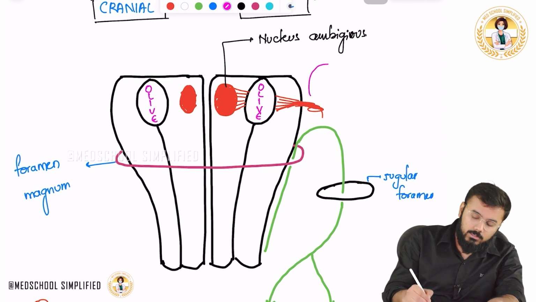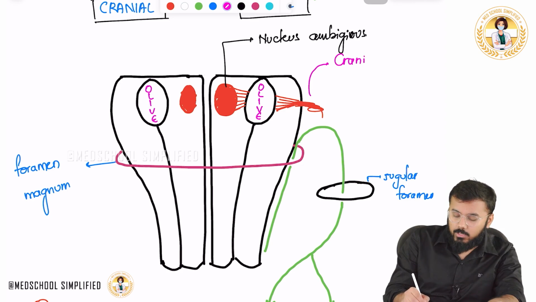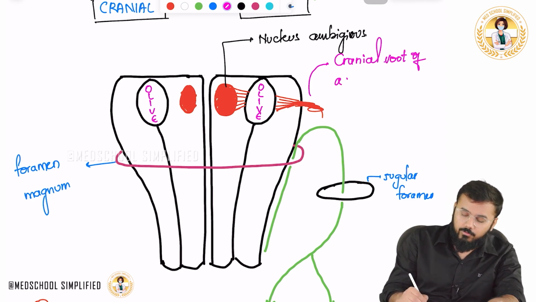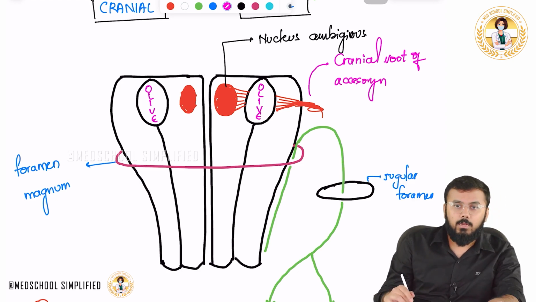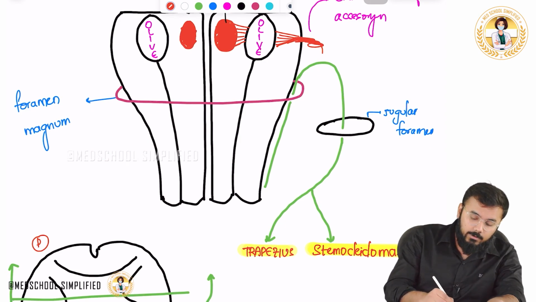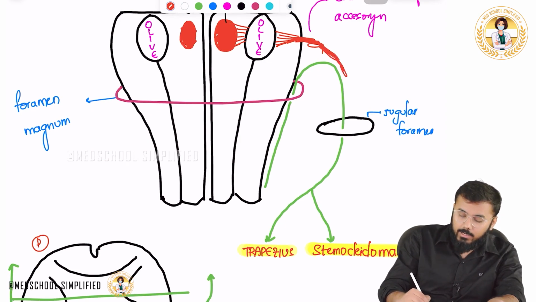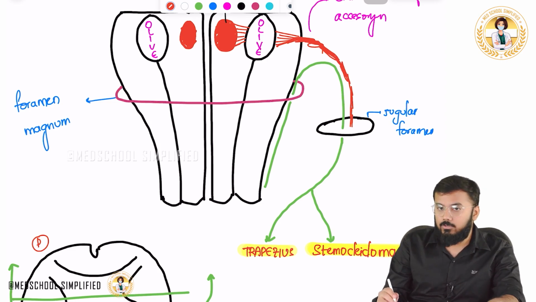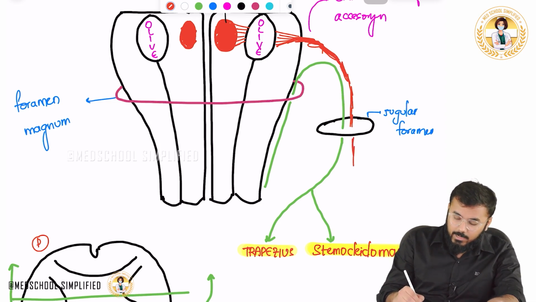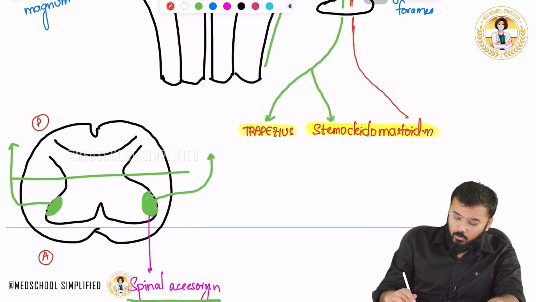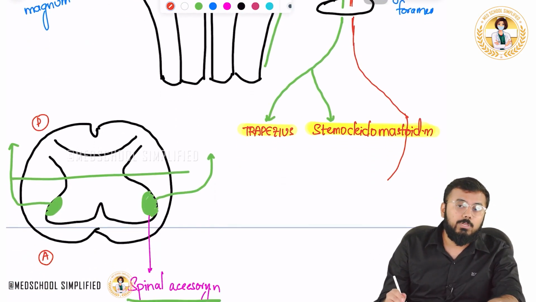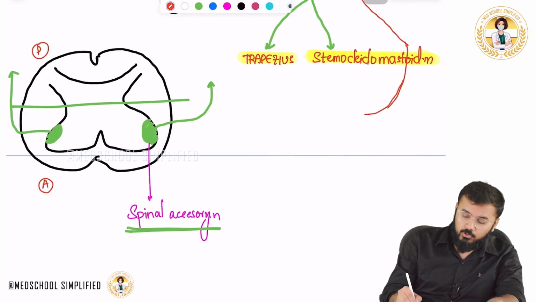So what is this nerve here? This is called your cranial root of accessory nerve. Now this cranial root of accessory nerve passes down all the way through the same foramen. Which foramen? That is the jugular foramen, and then it comes out of the jugular foramen down, and it gives innervation to three important groups of muscles.